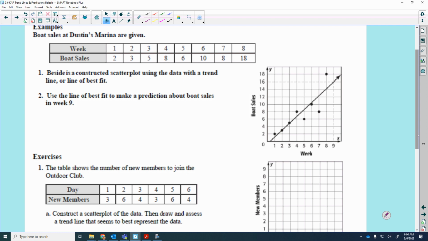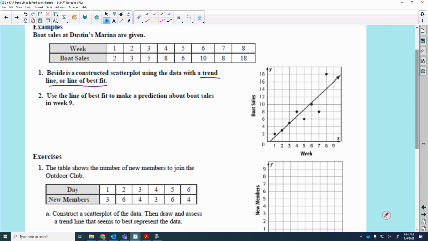Okay, so it says boat sales at Dustin's Marina are given. So you can see the week and the sales. The slide is a constructed scatter plot using the data with a trend line or line of best fit. So what do you think that is? Perhaps maybe the average. Kind of. Look, guys, take a look at the graph. Do you see the line? Is it possible to draw a line and hit all of the points? No. It's not, because they don't form a straight line.